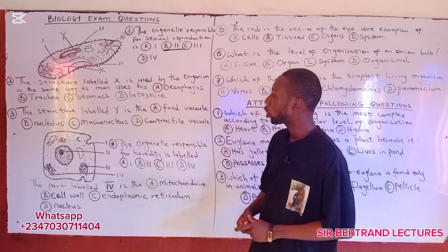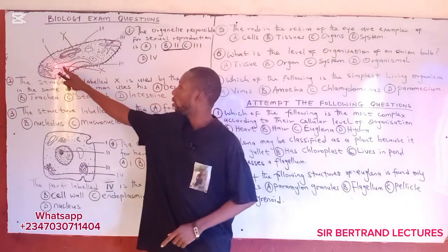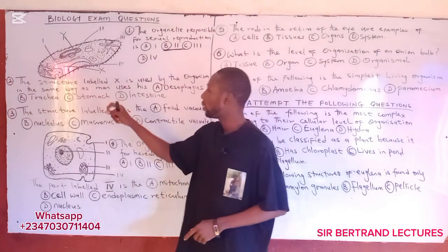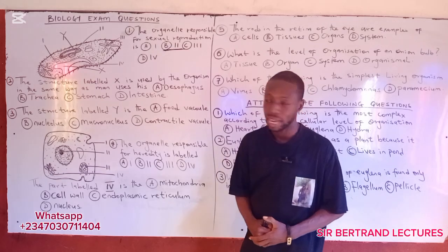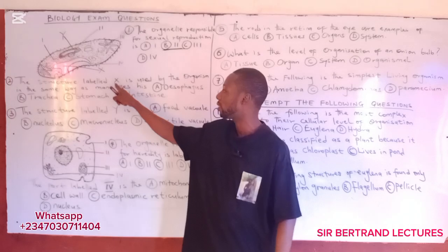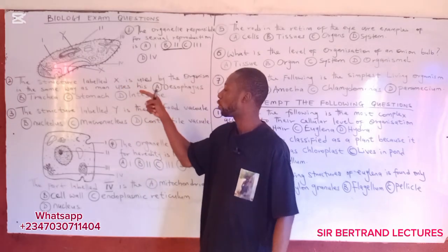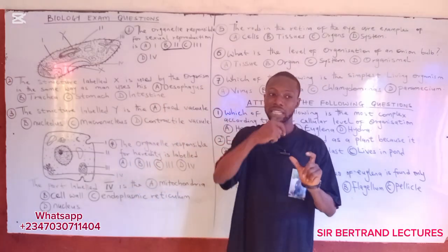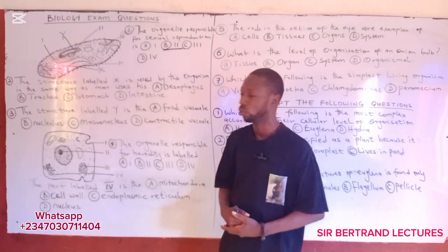Then question number two: the structure label X, you see label X here, which I told you is known as the gullet. Now the question is, the structure label X is used by the organism in the same way as man uses its dash. He is trying to compare the functions. If you are to refer this to man, what does man use the structure for? That is to say, he's trying to compare the structure in man that performs a similar function to the structure label X. Now what is the function?